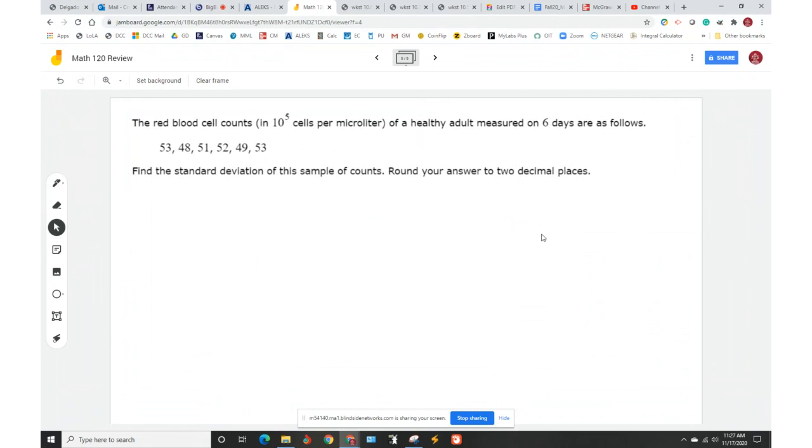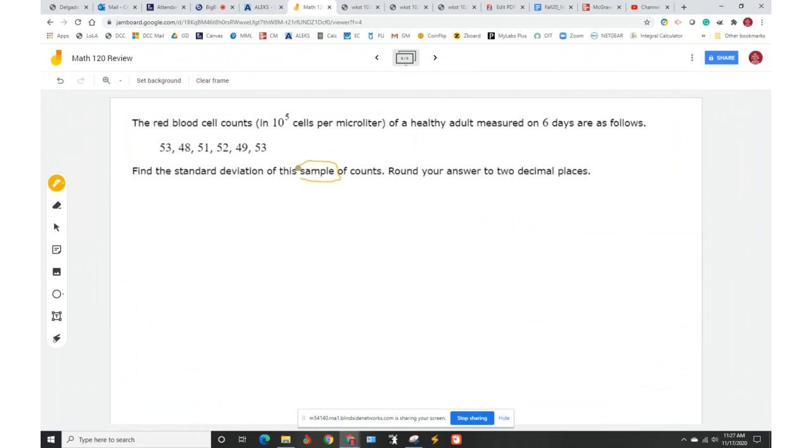Okay, this is still the N is 6. Now notice that the red blood cell counts of a healthy adult measured on 6 days are as follows. So there's still 6, but here's the key thing that makes this one different.